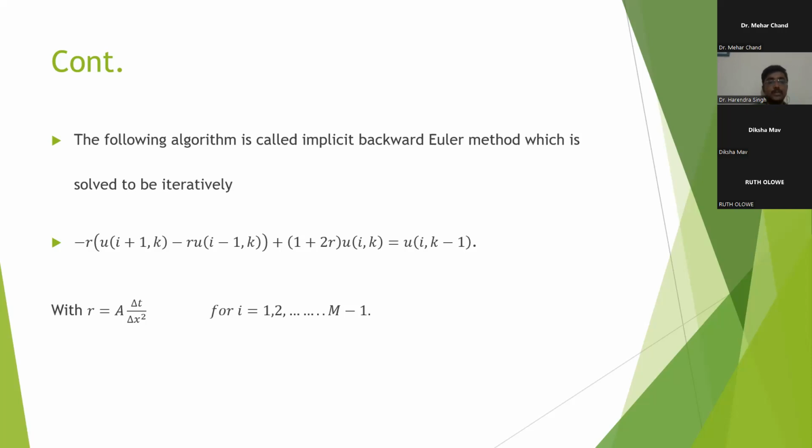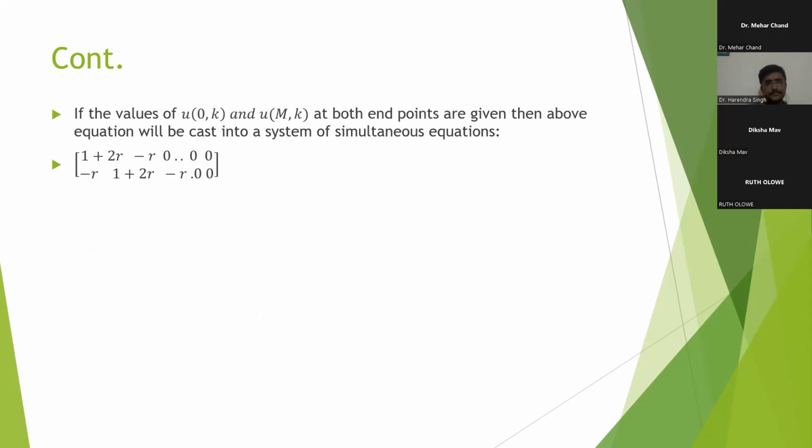First, I want to introduce some basics about the numerical scheme, because they are required when we construct a program for it. If the values of u(0,k) and u(m,k) at both end points are given, then the above equation will be cast into a system. I have not written the whole matrix here, so we will get a matrix like this. This is a tridiagonal matrix. Some entries are missing here.